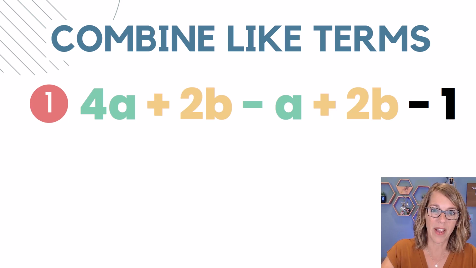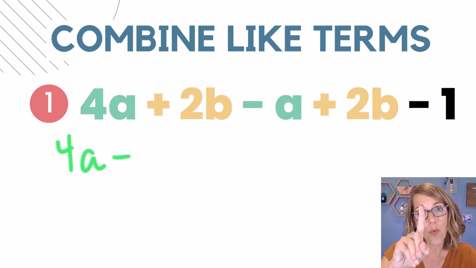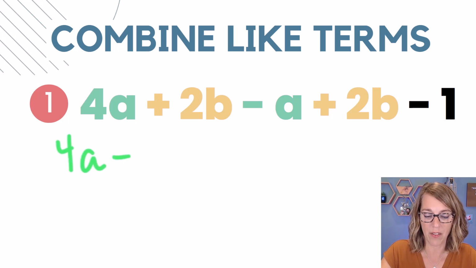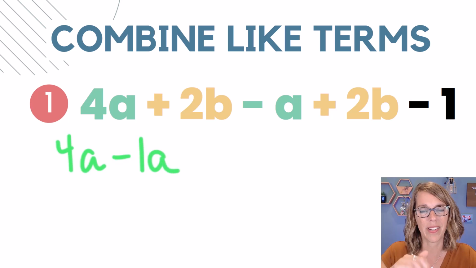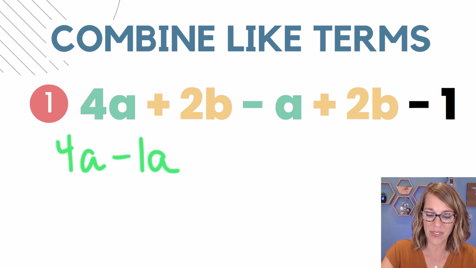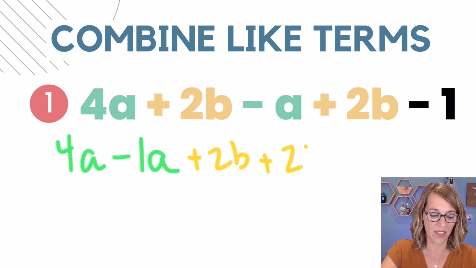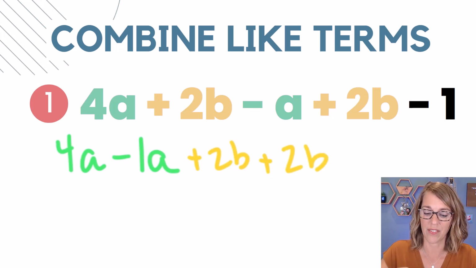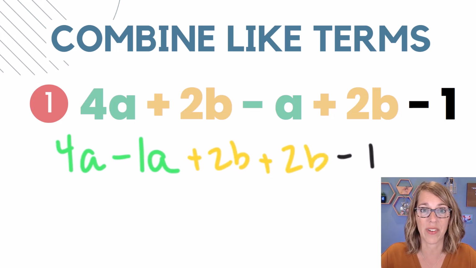So I want to start by combining the a's. I'm just going to write those together. So I've got 4a minus a. Now I'm going to put a 1 out in front. We call the number out in front a coefficient, but it also helps me as I'm counting. Continuing with those like terms, I've got the plus 2b and another plus 2b, and then finally on the end, I've got that negative 1 that has nobody to match it with.